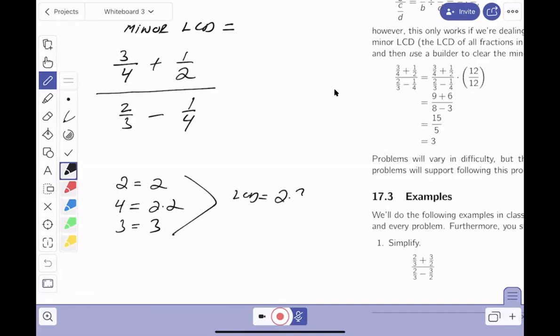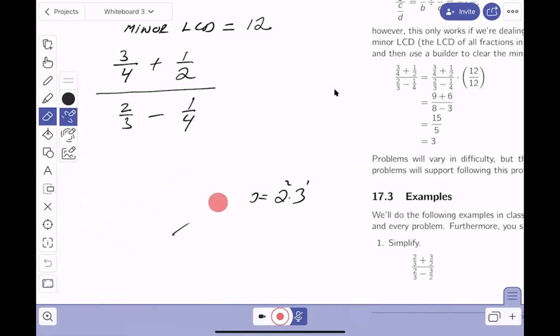What's the LCD? I need a 2. I need a 3. What's the maximum times a 2 occurs in anyone's factorization? Twice. What's the maximum times 3 occurs in anyone's factorization? Once. What do you get there? 4 times 3 is 12. So the minor LCD is 12. Let me get my eraser out. This is old business. We've done this for some time now.